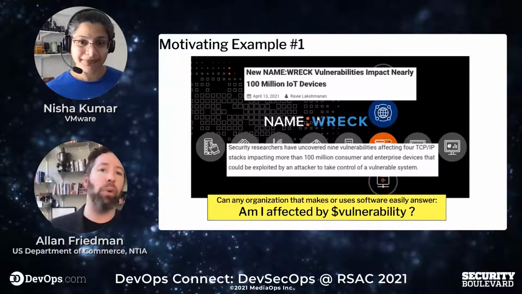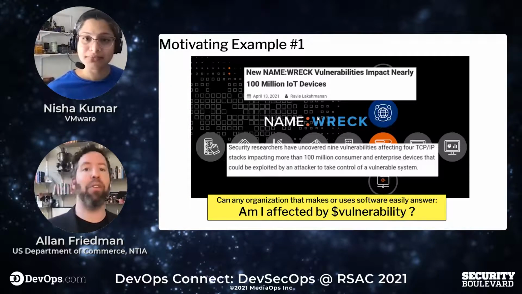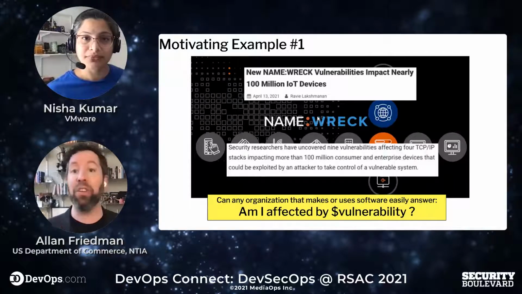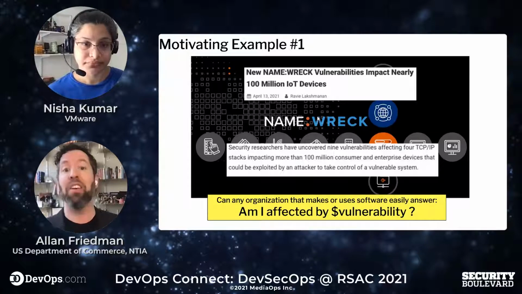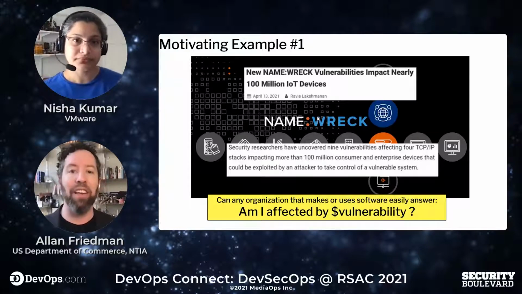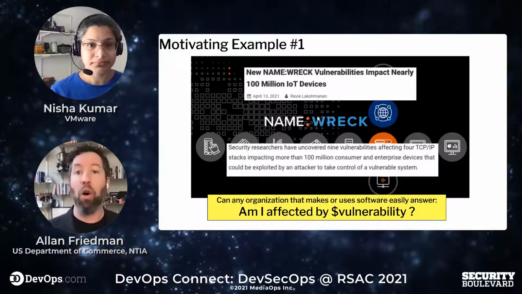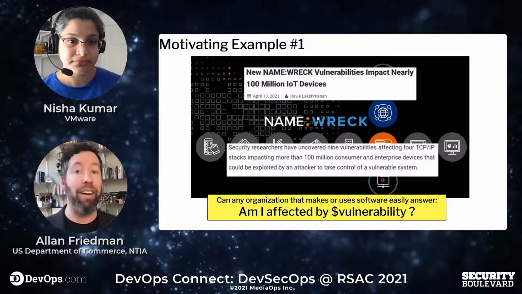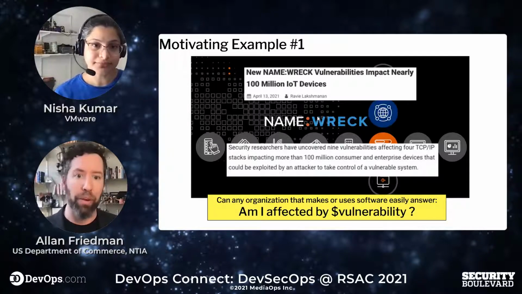So let's start with a couple of stories. First, everyone's favorite thing, let's talk about a vulnerability. Now, this is a recently announced vulnerability. I change this slide every month or so because someone discovers something new. This is something that's buried deep in TCP/IP stacks that's used all over the embedded space in IoT and industrial systems, which we know are really at great risk.